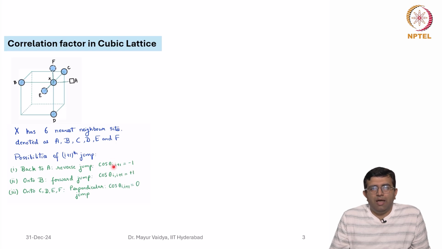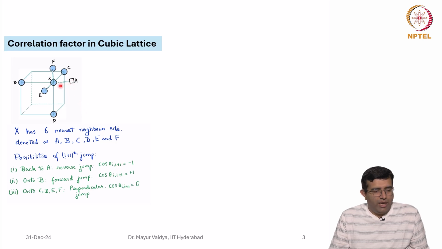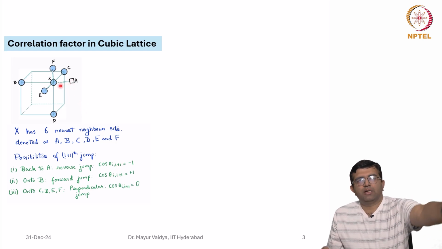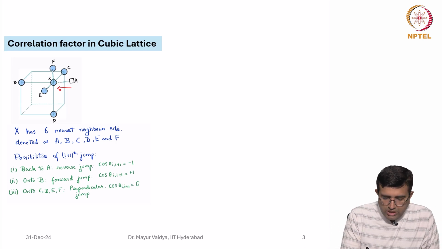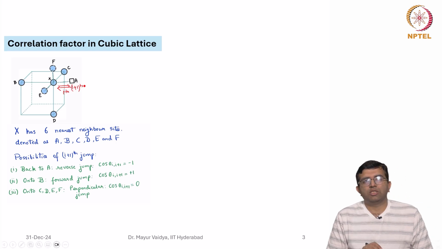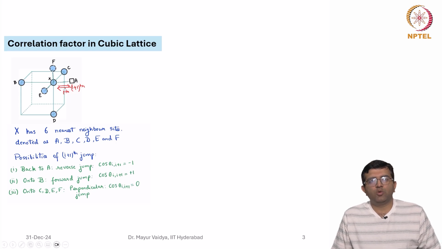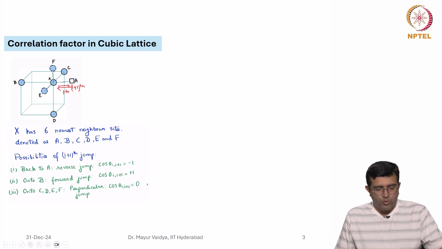Remember again, cos theta i,i+1 simply denotes the angle between the ith jump vector and the i plus 1th jump vector. So the first vector here was from E to X, and this was our initial ith jump, and this was one of the possibilities of the i plus 1th jump. So you see that the angle between these two vectors is 180 degrees, and therefore cos theta i,i+1 is written as minus 1.